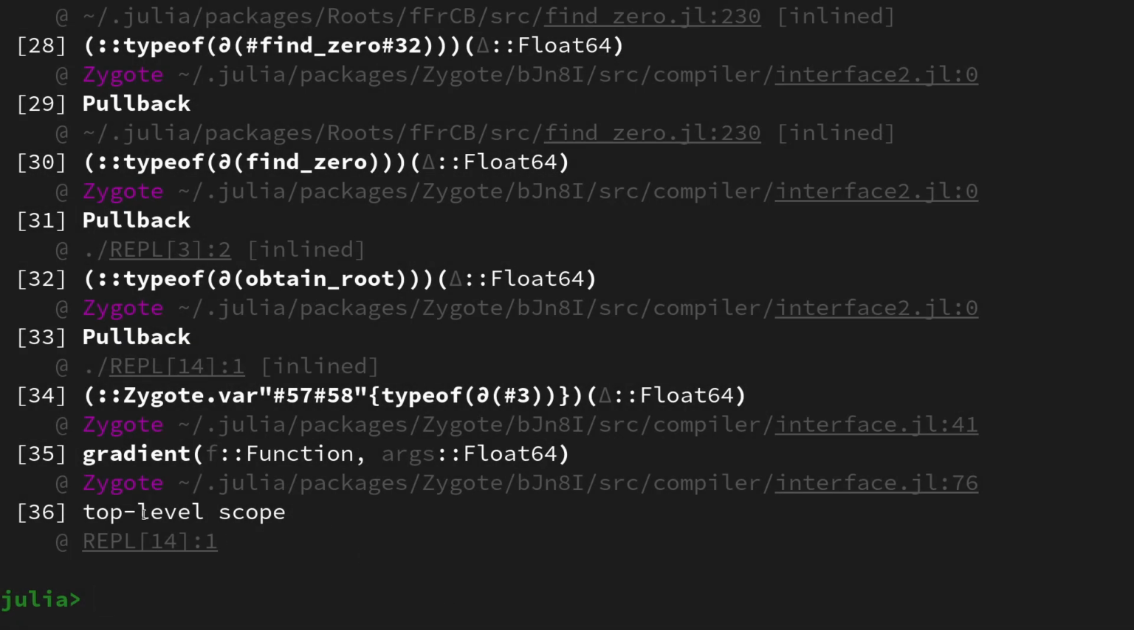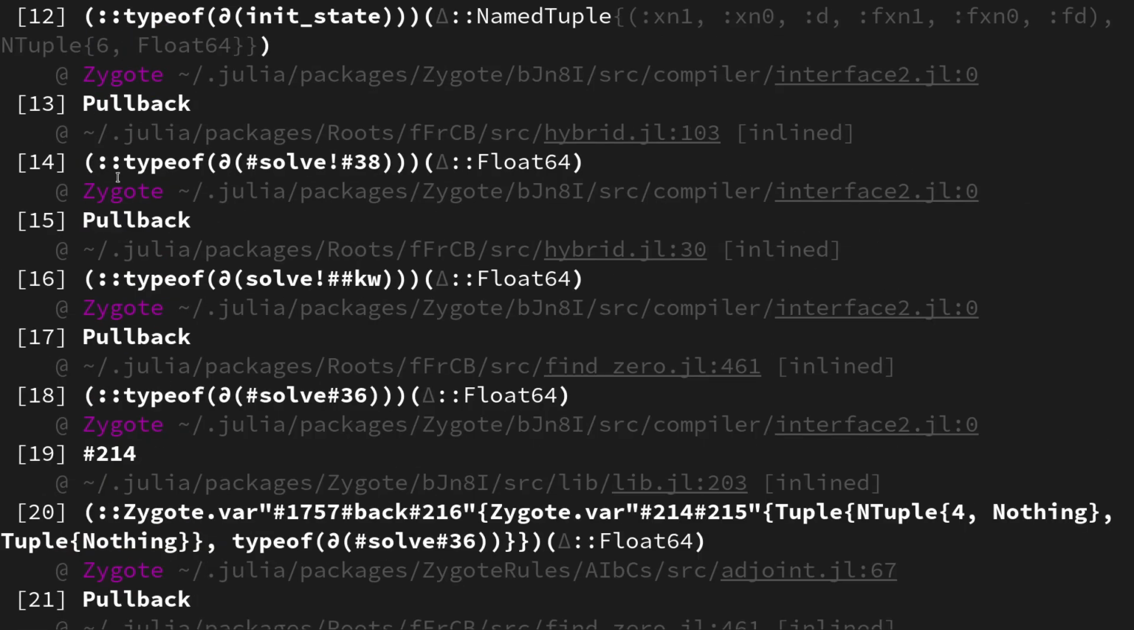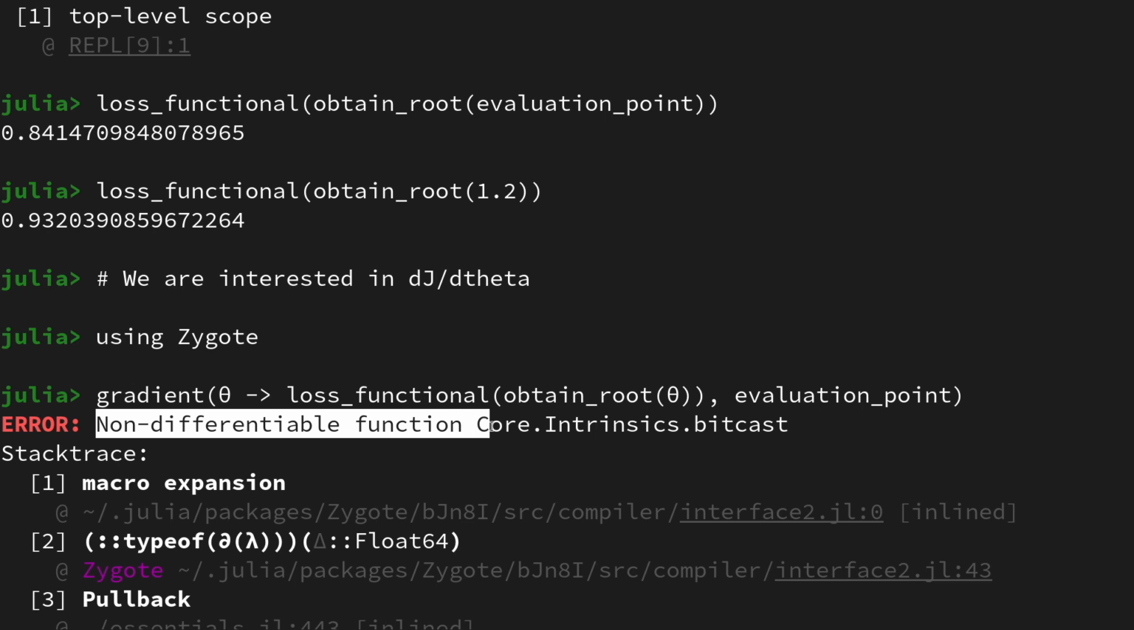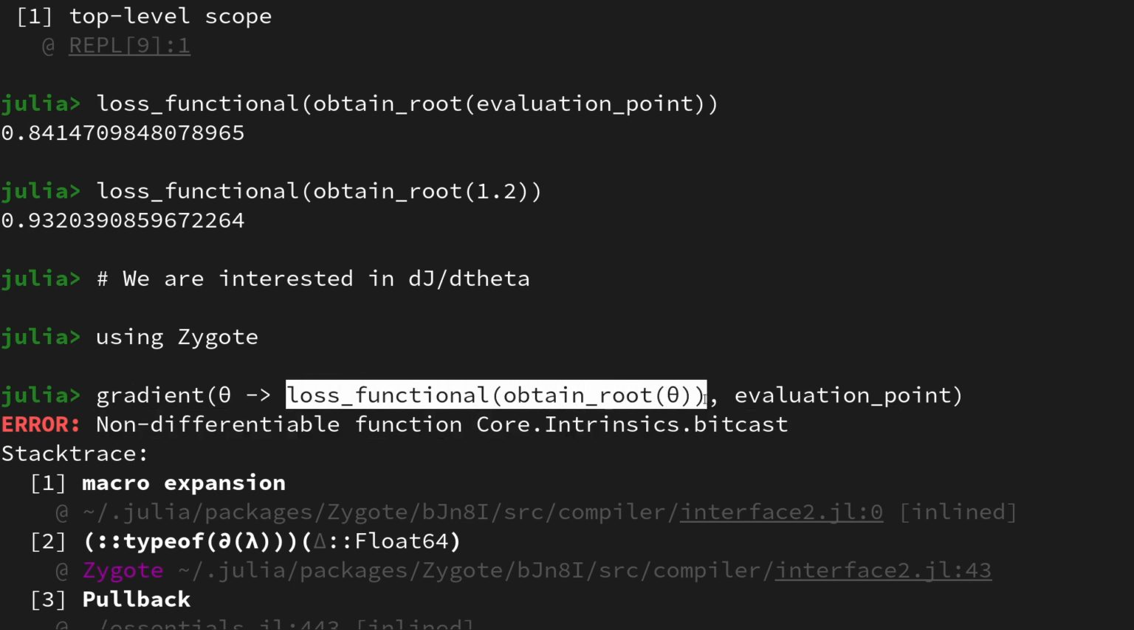And we see that we get an error. So quite a long stack trace. And if you go all the way to the top, you see something like non-differentiable function core.intrinsics.bitcast. So this seems rather abstract, but the general theme here is that one particular step, or probably even more steps, within the chain of functions that are called here is non-differentiable.